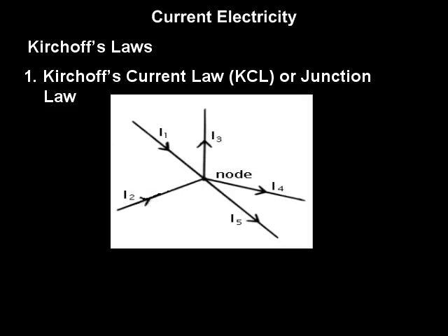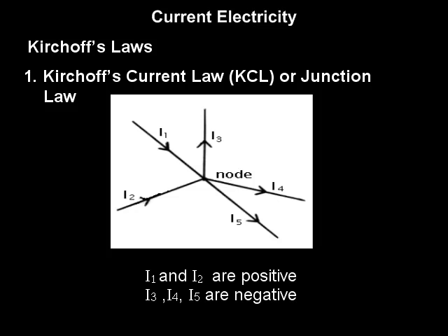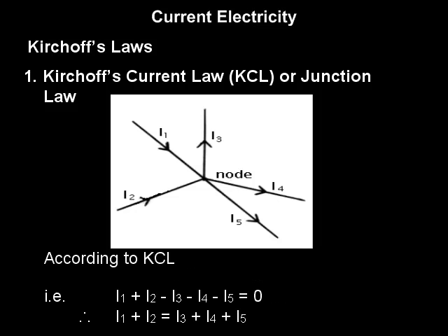The figure shows node N where 5 connections are meeting. The currents I1 and I2 are approaching the junction, and the currents I3, I4 and I5 are leaving the junction. According to the convention, I1 and I2 are positive and I3, I4, I5 are negative.